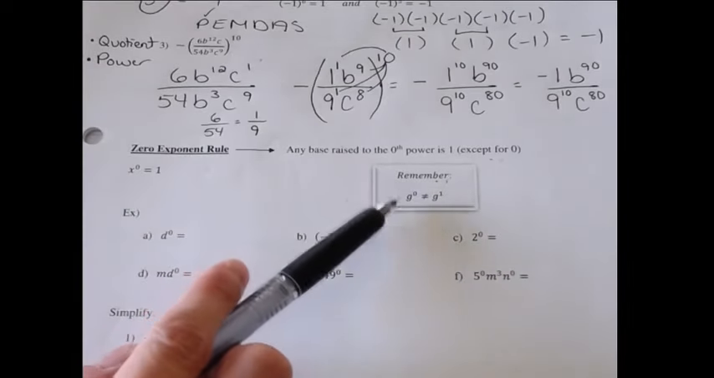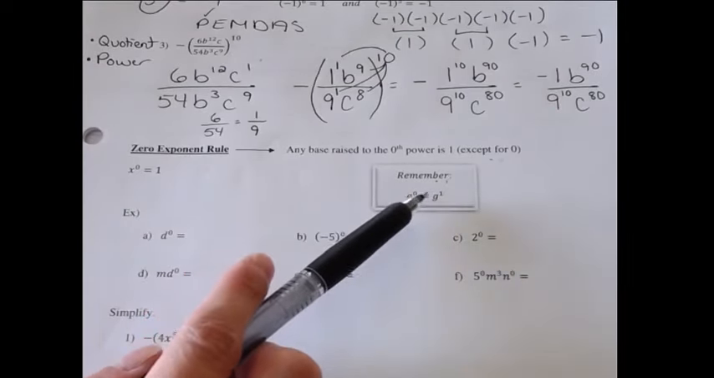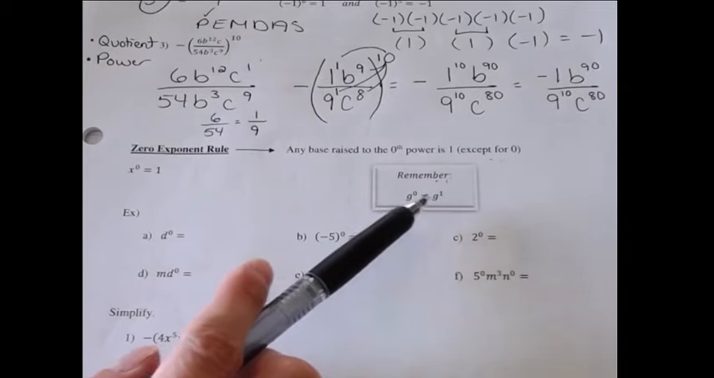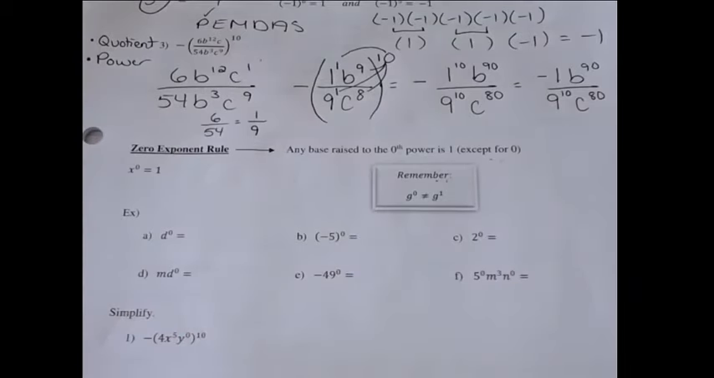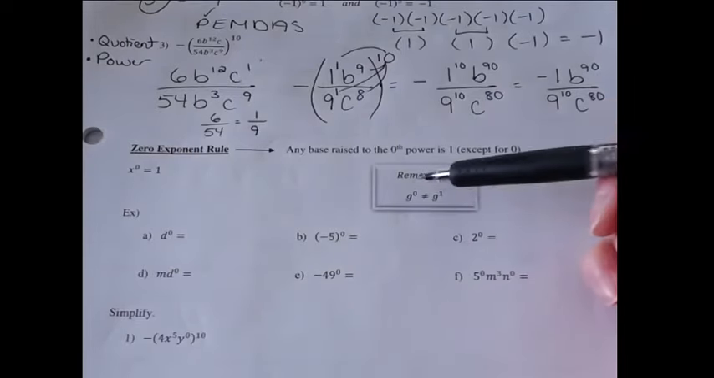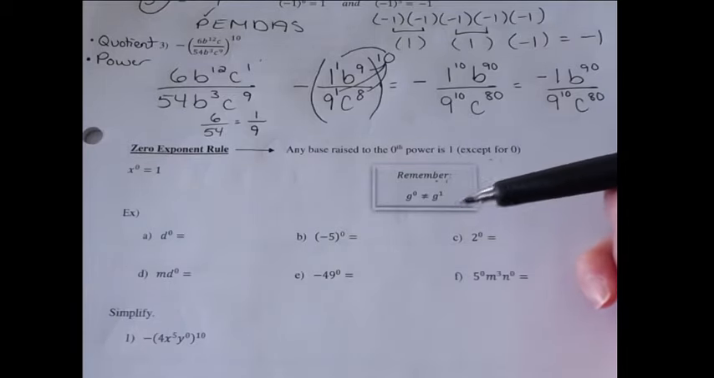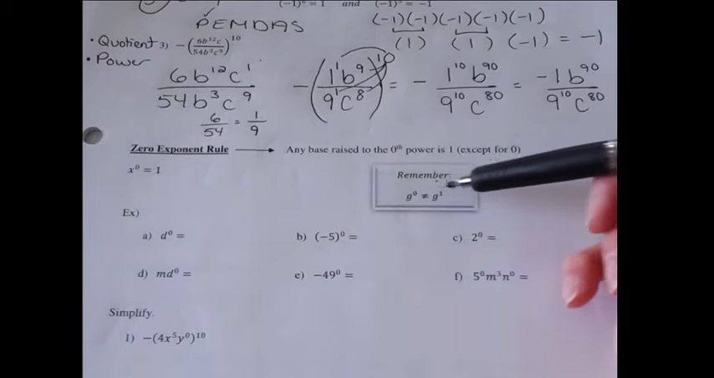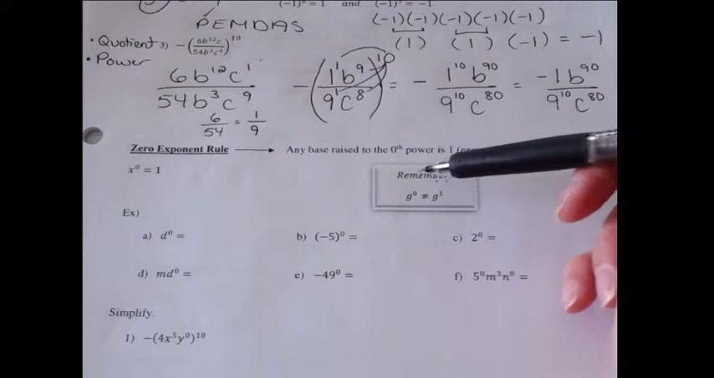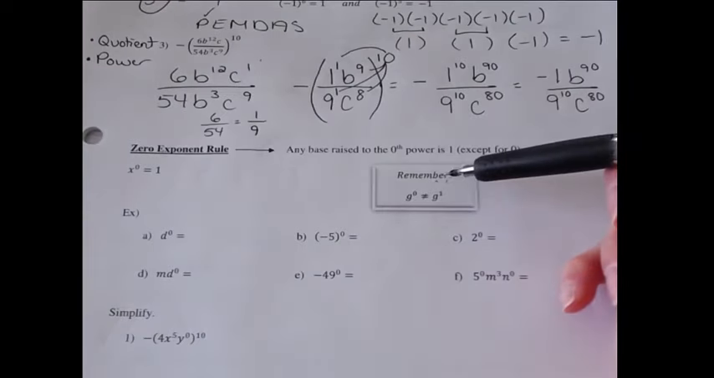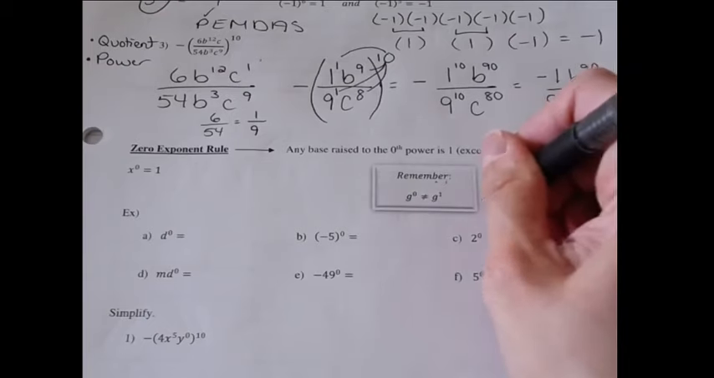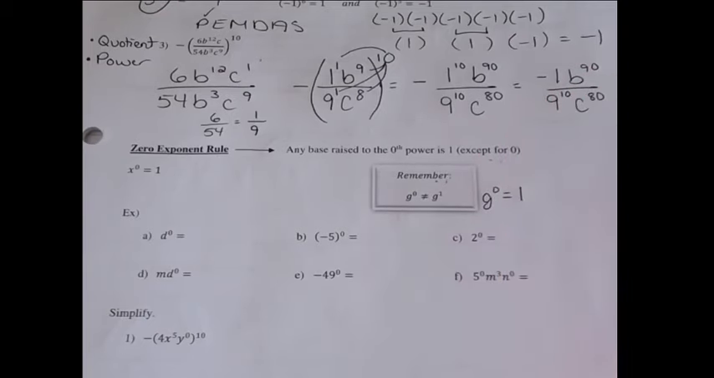Now, recall here that g to the 0th is not the same as g to the first. I really want you to be super careful. I have seen students say, if we have g to the 0, isn't that the same as g to the first power because it becomes a 1? No, no, no. If that were the case, then why would they be different numbers? That doesn't make sense. It does not make sense for g to the 0 to be the same as g to the first. So be super careful. G to the 0 is simply 1.